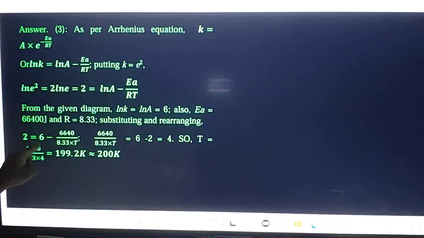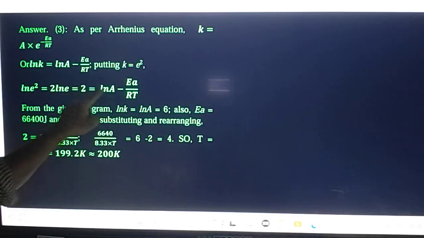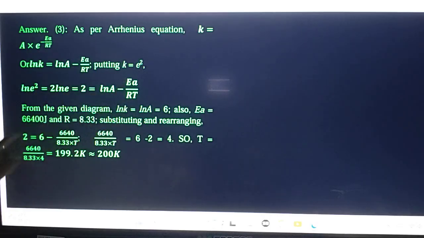6 minus ln A, 2 is equal to... we will go again. See, ln e² is equal to 2, so 2 is equal to ln A minus Ea by RT. Therefore, 2 is equal to 6 minus Ea by RT. Ea value you have to substitute in joule, and R is also in joule, not kilojoule. Then you find out T from the equation.